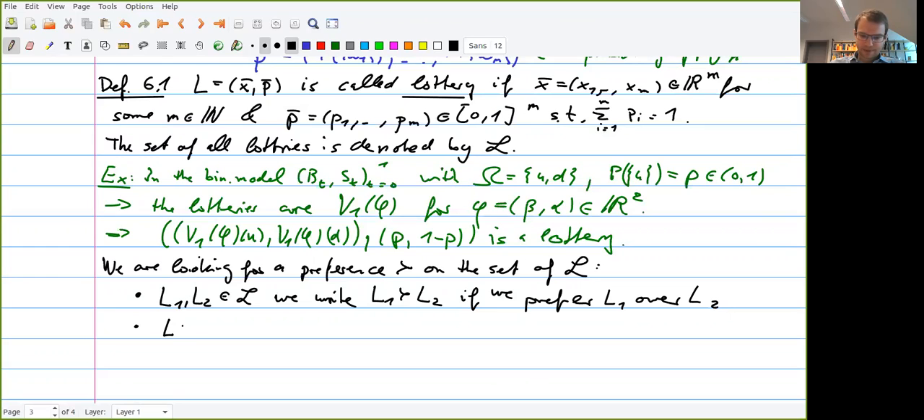Well, and we write that they're basically indifferent. We are indifferent between these two if I cannot decide. So I prefer L1 over L2 and L2 over L1. Okay, this is just to fix some notation.